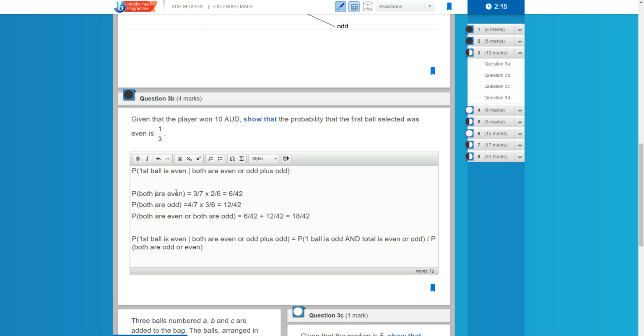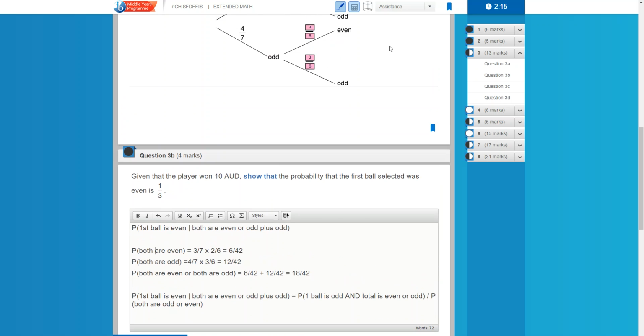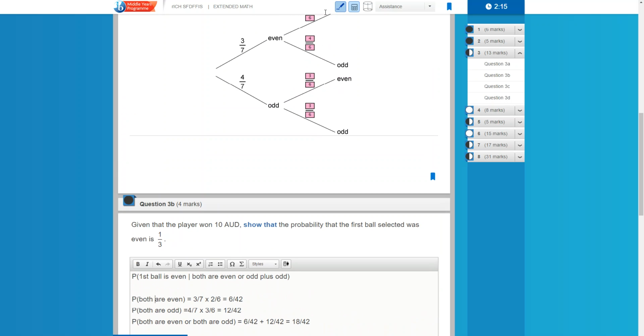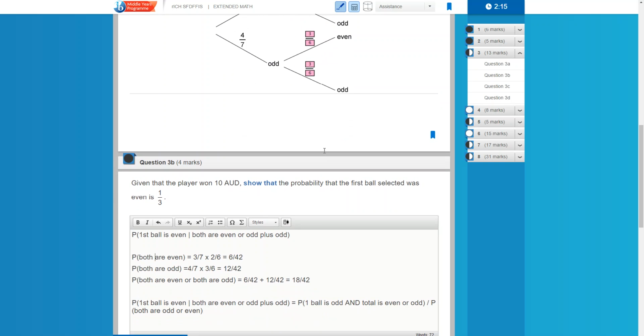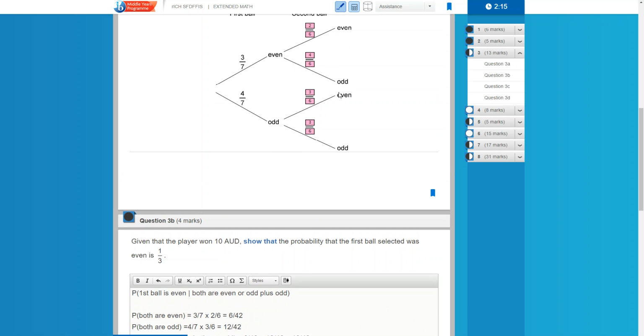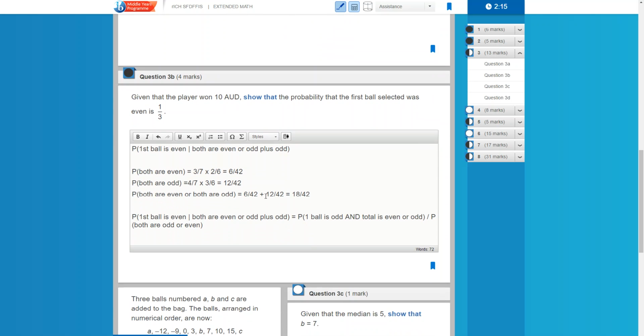So what we've worked out here is the probability that both are even, so that's picking an even number, then picking another one. Then we've worked out the probability that both are odd, so picking an odd number, then picking an odd number. Then picking either of those happening, so this one or this one. That's why we've added them together.